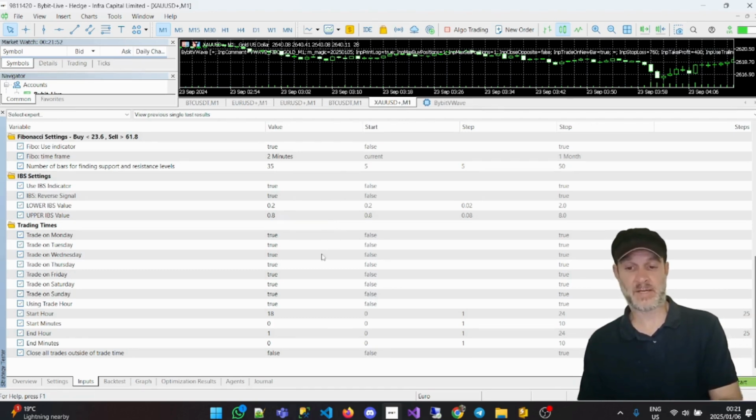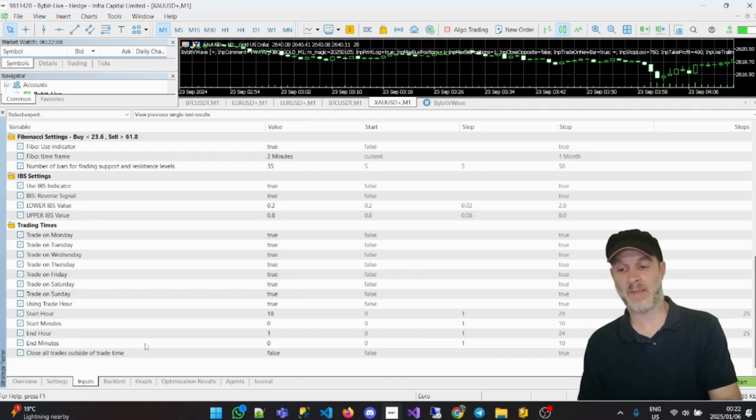And the last section that we have is trading time. Sometimes you find that instruments trade better during certain times. Sometimes the volume is higher during certain periods. And also you can set which days you want to trade.